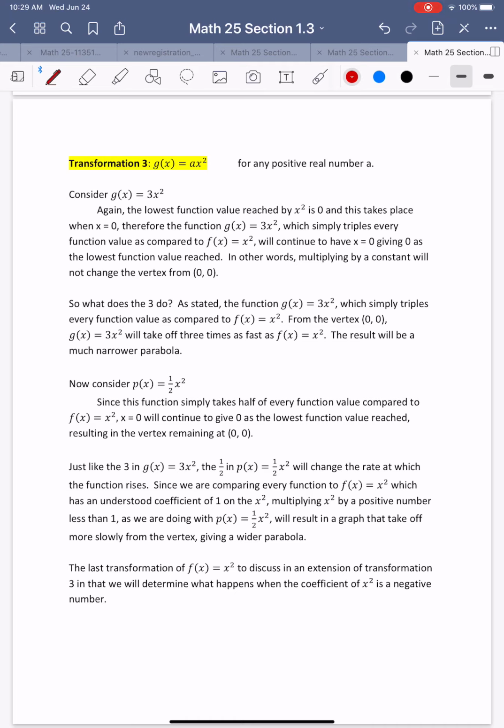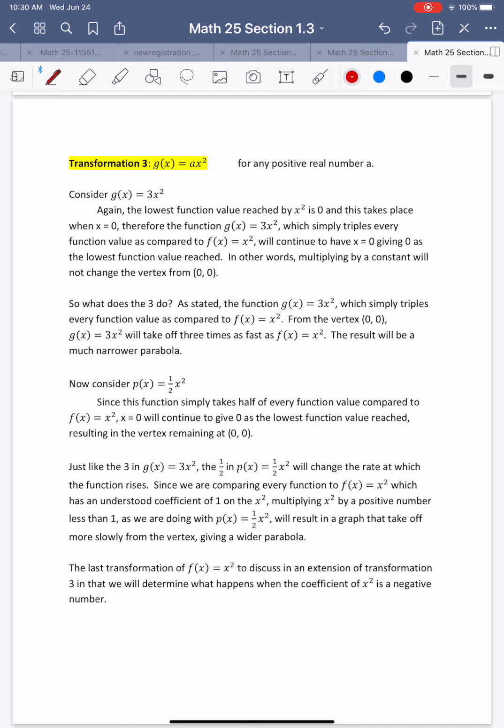Again, the lowest function value reached by x squared is 0, and this takes place when x equals 0. Therefore, for the function g of x equals 3x squared, which triples every function value as compared to f of x equals x squared, x equals 0 continues to give 0 as the lowest function value reached. In other words, multiplying by a constant will not change the vertex from (0, 0), because 3 times 0 is 0, whatever times 0 is 0.